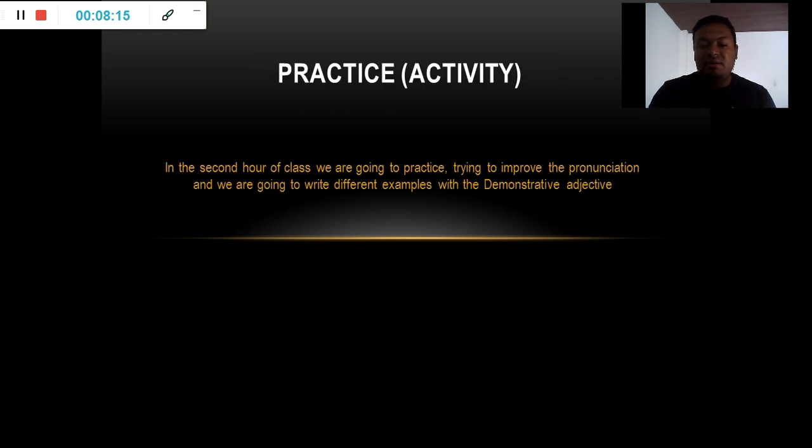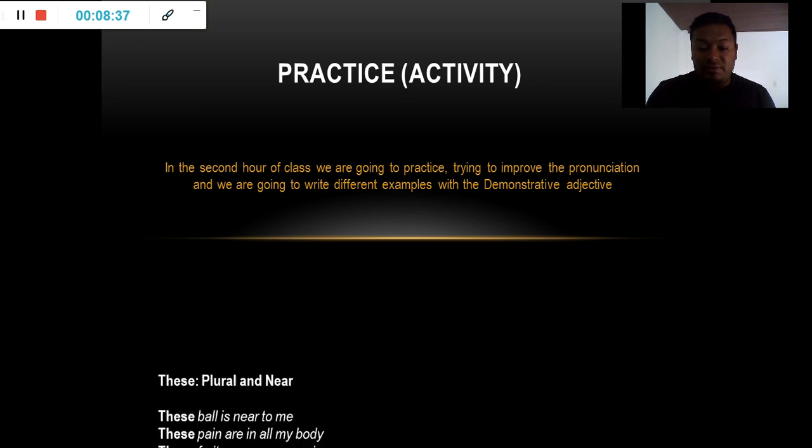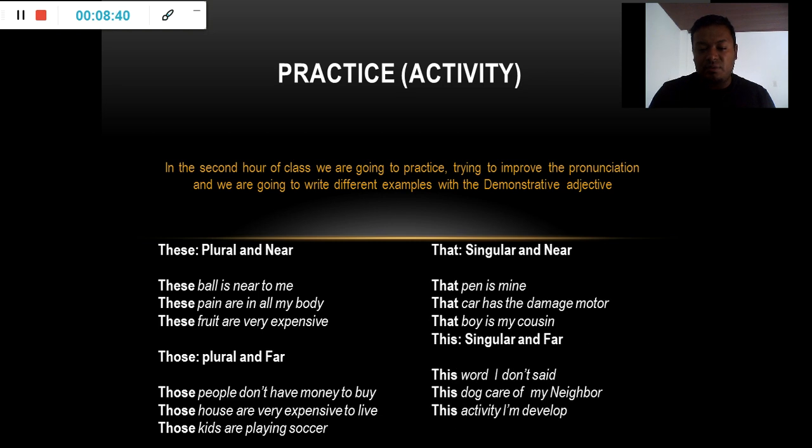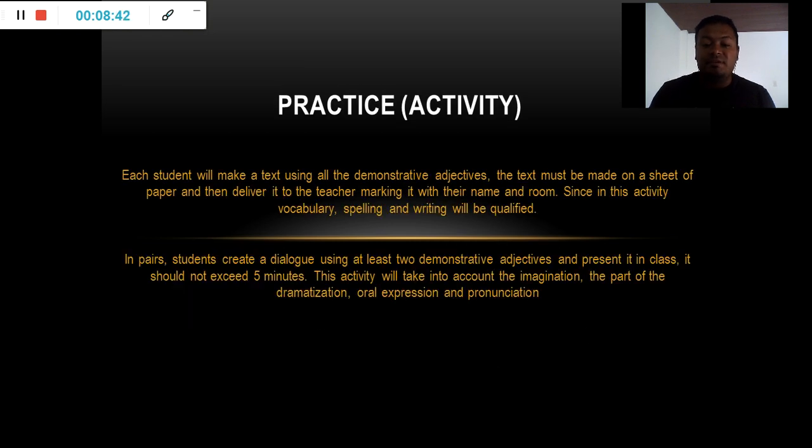Practice. The practice is the second hour because it is also 2 hours. The first hour is theoretical, and the second hour is practice in a classroom. The teacher will have two activities. These are some examples. In the first activity, each student will make a text using all the demonstrative adjectives. The text must be on a sheet of paper and delivered to the teacher, marked with their name or room.